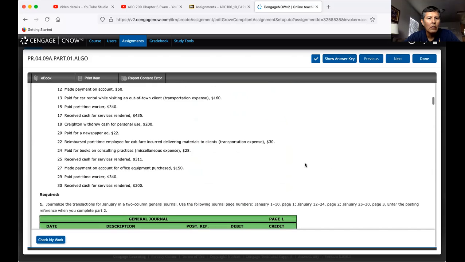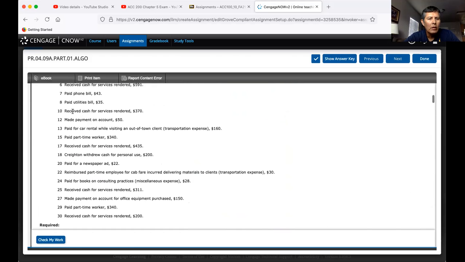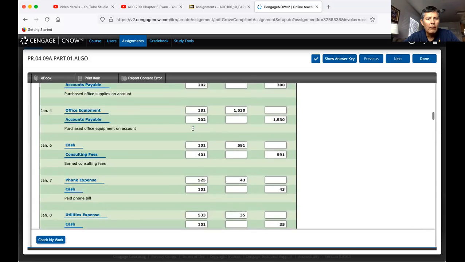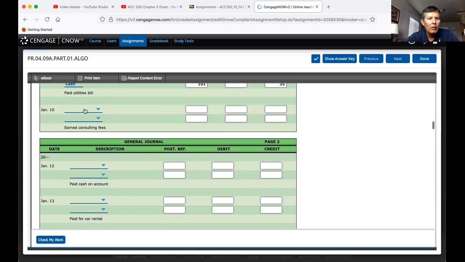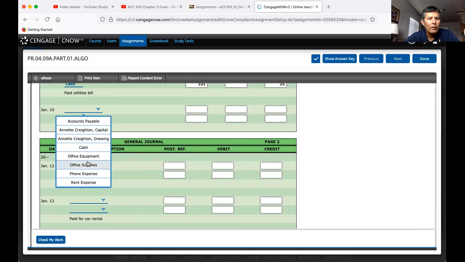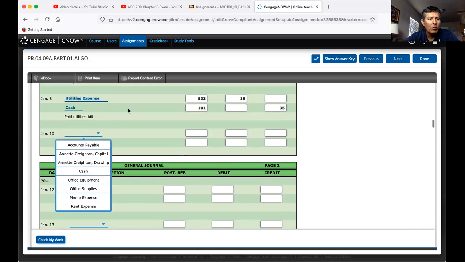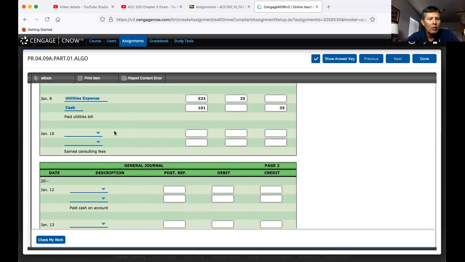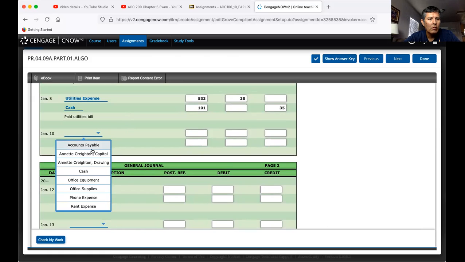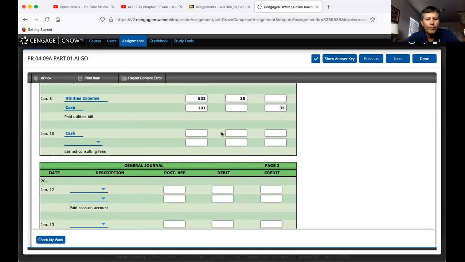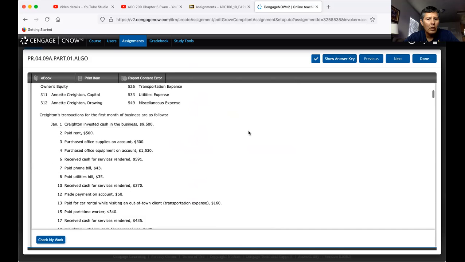Okay, did the 8th. Now we're on received cash for services rendered of 370. 370 for cash. So down here, consulting. Oh, yeah. Cash 101, 370. Just gonna double check. Cash 370. Yep.